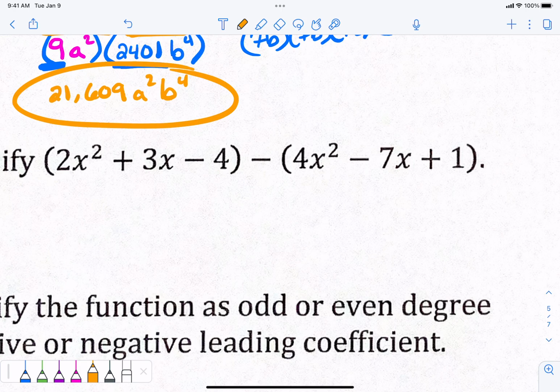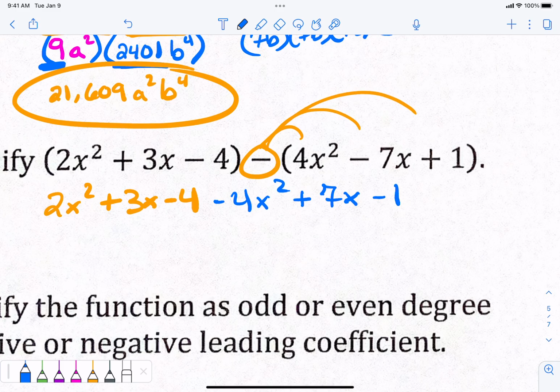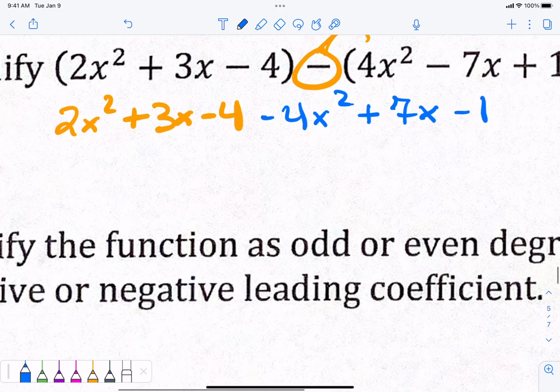Subtract. They said distribute the negative through and then FOIL. You're just subtracting. You're just distributing the negative through and then combining like terms, right? So this 2x squared plus 3x minus 4, he's just going to chill. And the other one, if I distribute the negative through, minus 4x squared will become plus 7x minus 1. These ones are nice and easy. They shouldn't be too bad. You're just subtracting. All right, let's go ahead and combine like terms.